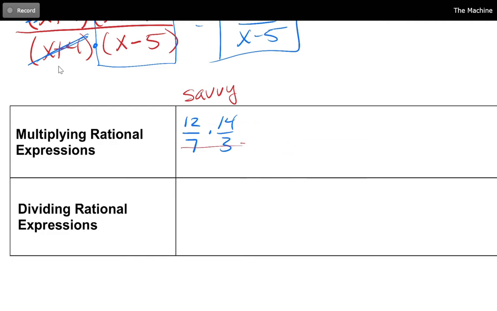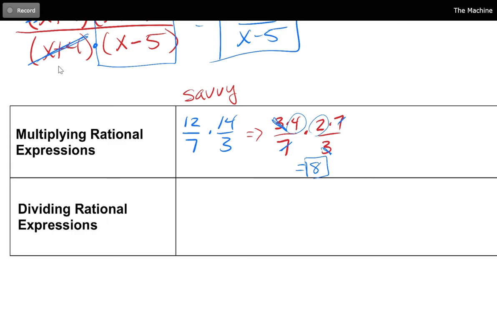But if you're savvy with your math, what you can do is this. You can fully factor the top. 3 times 4 is 12, divided by 7, 7 prime. Multiplied now by 2 times 7, divided by 3. And now any factor in the top can cancel with any factor in the bottom. So this 3 and this 3 can cancel, and then this 7 and this 7 can cancel. And in the end, all I've got is just 4 times 2. So my final answer is just 8. I didn't even have to reduce it at all.